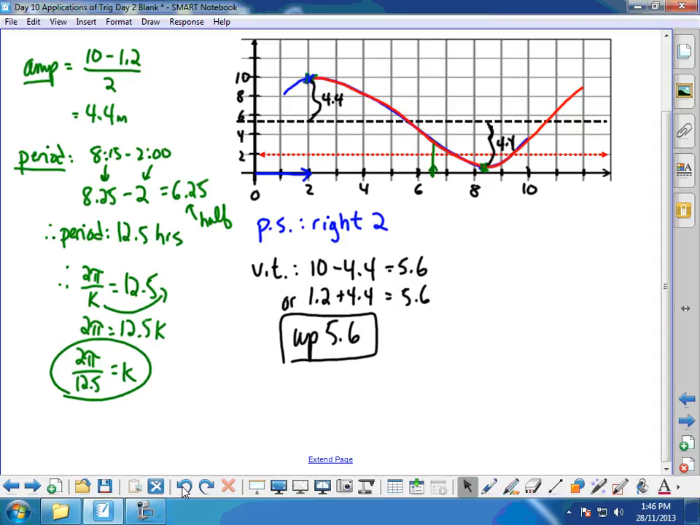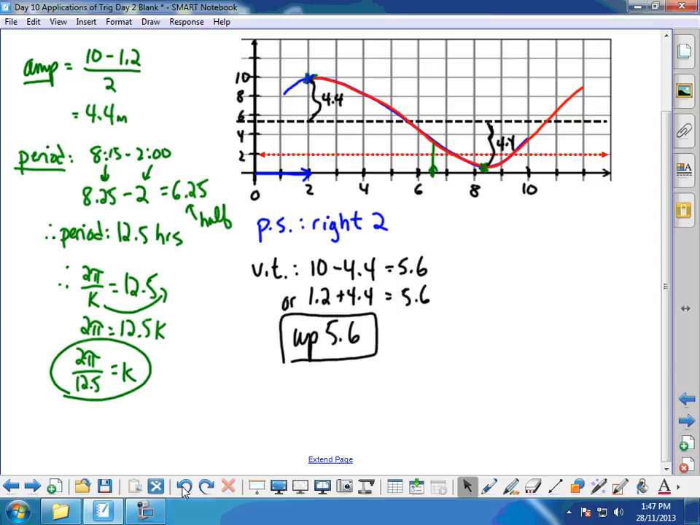Okay, so amplitude: highest number minus the lowest number, divide by 2, 4.4. So the middle axis must be 4.4 down from 10 or up from the 1.2. Either way, it ends at 5.6, and that will tell us the vertical translation. We figured out the period by knowing that we only have half of the period in the picture, with 6¼ hours. So the entire period must be 12.5. That translates to a k value of 2 pi over 12.5. And the last thing is it moves right 2.